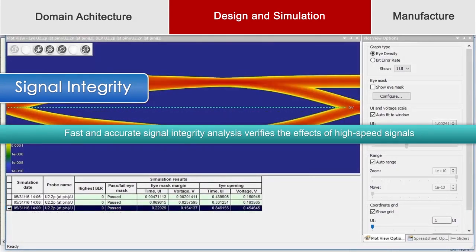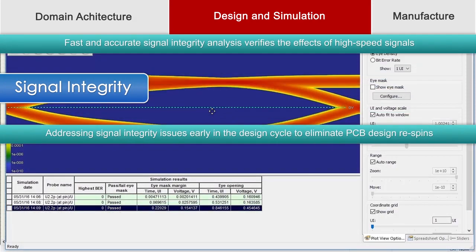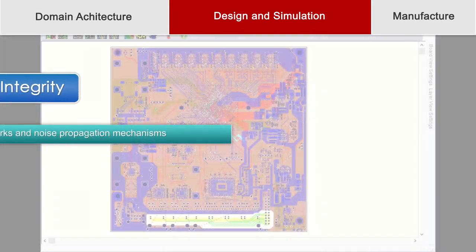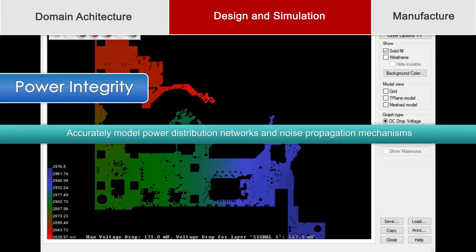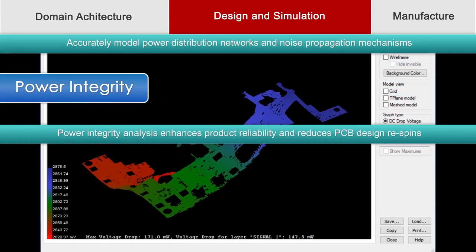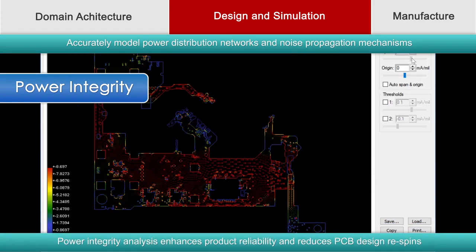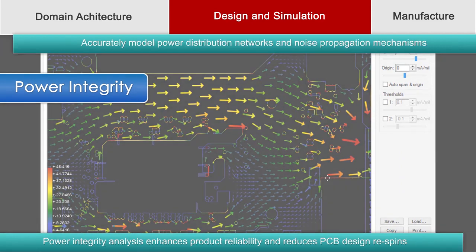Xpedition Enterprise enables designers to analyze signal integrity issues early in the design cycle to eliminate costly respins using HyperLynx. Xpedition HyperLynx identifies potential power integrity distribution issues that can interfere with board design logic and investigate and validate solutions in an easy-to-use what-if environment.